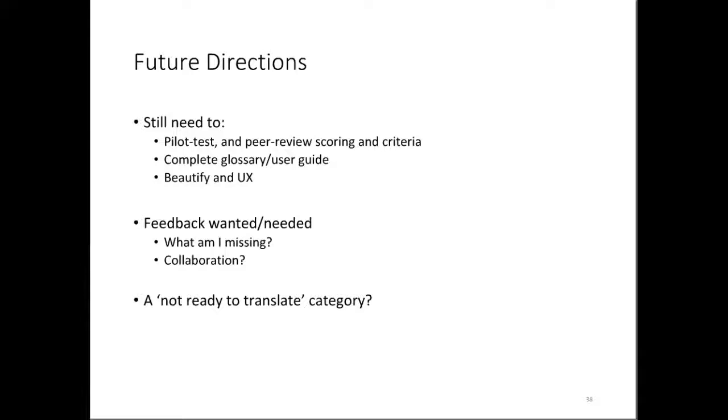Feedback is wanted. It is needed. I've given this presentation before. I've got some very useful and very valuable feedback off of those. So if you can think, am I missing anything in any of the categories? Do you think any of the criteria in any of the categories aren't appropriate, like the innovation one? Collaboration, I've already plugged that. And then finally, should I bring back that not ready to translate category?